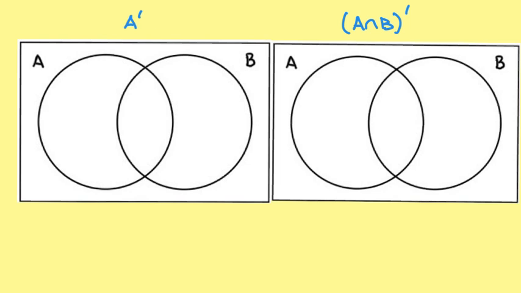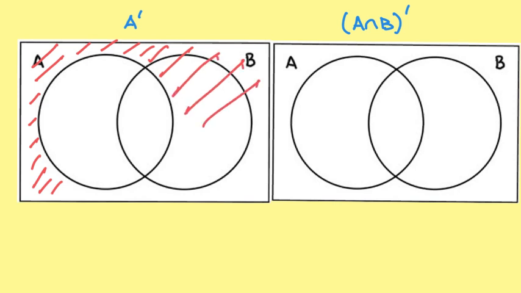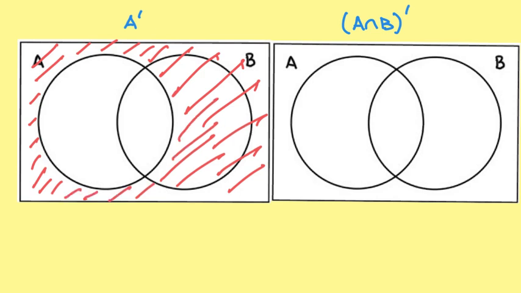In the first diagram, we want to shade not A. So we want to know everybody who doesn't like apples. So here, don't like apples. All the way outside. In here, don't like apples. So everywhere here. So it is everybody apart from anybody inside of A.